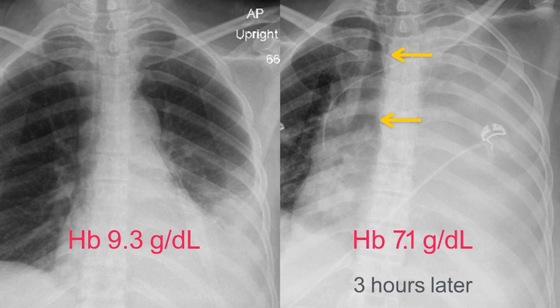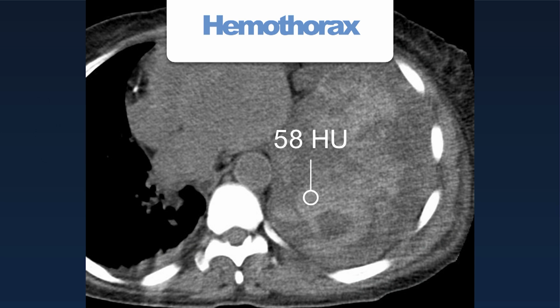Her hemoglobin has been rapidly decreasing. We now have complete opacification of the left hemithorax. There's mediastinal shift to the contralateral side. And so whatever this process is, it's rapidly increasing. So here's the CT. Hounsfield units is your friend. In this particular case, 58 Hounsfield units in some of those higher areas. The CT really correlates with what we saw in the chest radiograph. And this is diagnostic of a hemothorax.